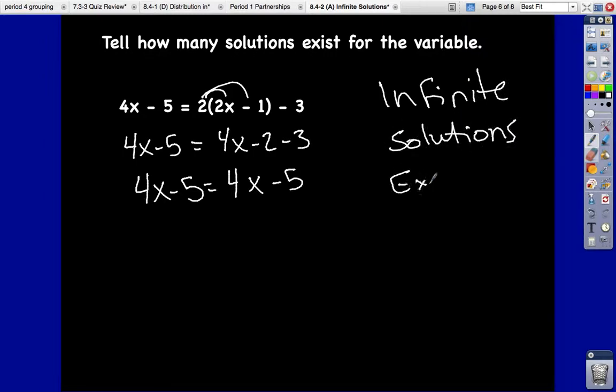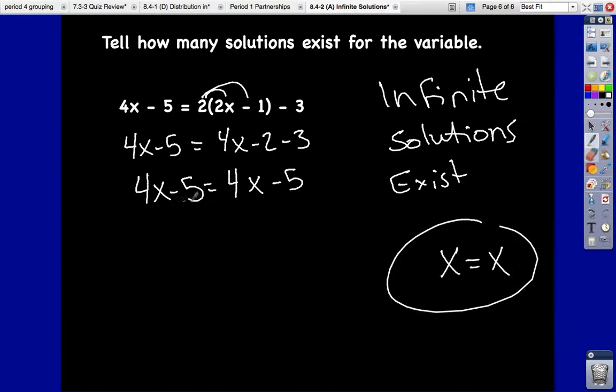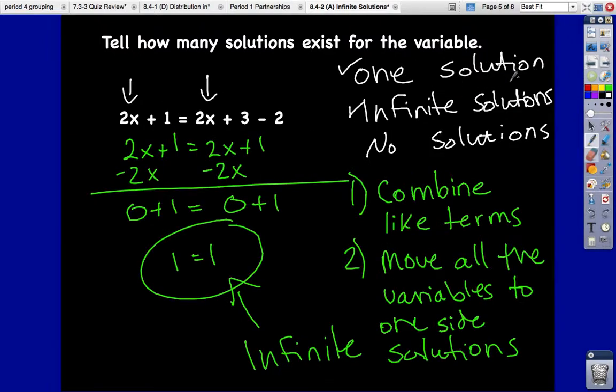Okay, so that's really all there is to this. But I just want to point out one more thing. If you wanted to get it down to where you see that x equals x to know for sure there's infinite solutions, look what you could do. You could see in the last example, let's see if the page will go back, I subtracted 2x from both sides and got 1 equals 1.